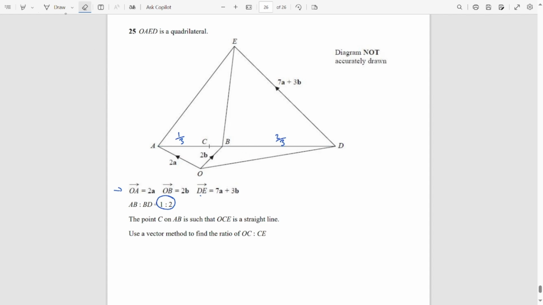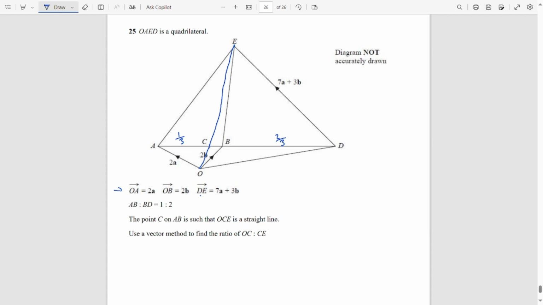And then we're told that the point C on AB is such that OCE is a straight line. Use a vector method to find the ratio OC to CE. So we're told that OCE is a straight line, and I want to know what fraction along the line we have gone when we get to C. Is O to C halfway? Is it a third of the way? Is it a quarter of the way? Is it 2/5? Something like that. Let's see what we can work out first.